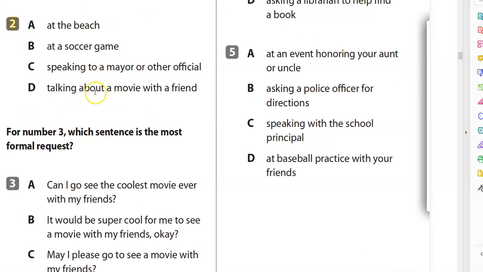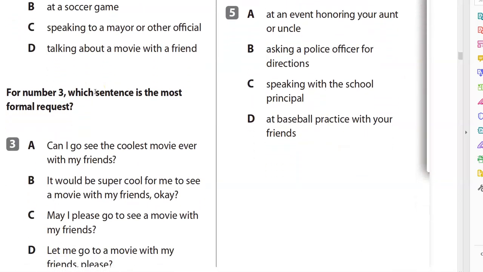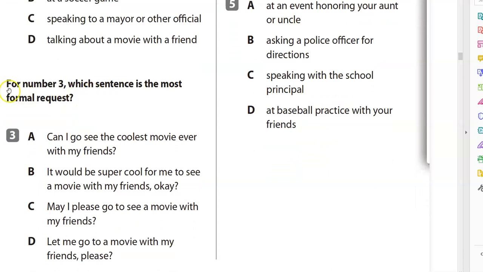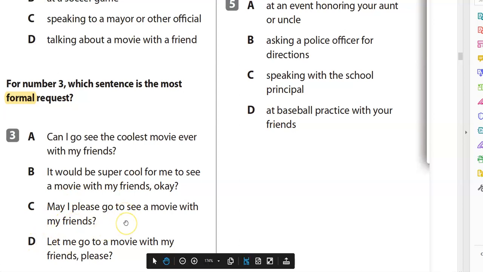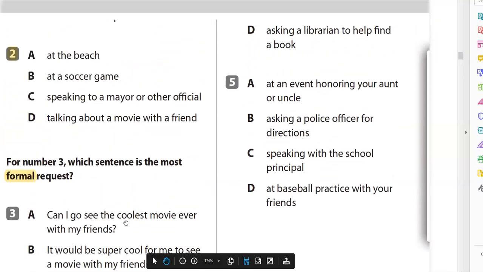So let's look at number 3. For number 3, which sentence is the most formal request? Okay, so we're looking for a formal sentence. Choice A says, can I go see the coolest movie ever with my friends? B, it would be super cool for me to see a movie with my friends, okay? C, may I please go to see a movie with my friends? Or D, let me go see a movie with my friends, please. Let's look at number 4.